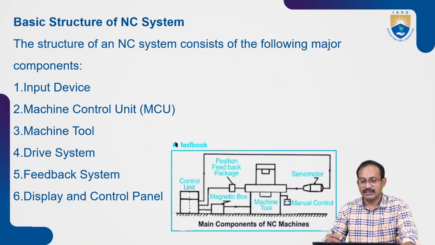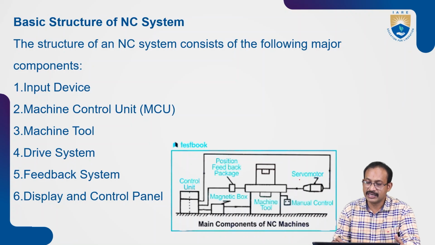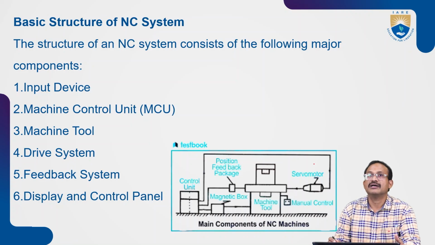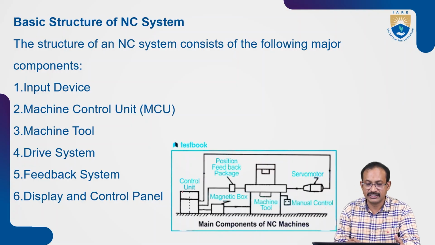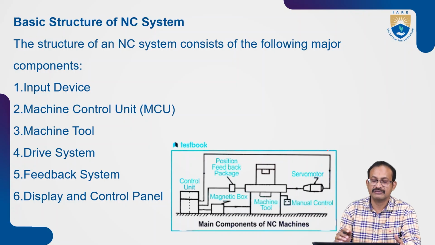See here, this is the machine tool, where the real work will be performed. The drive system will be housed in it. Next, MCU, machine control unit, which controls this machine tool. Here the servo motor setup and all these things are used to drive the system. Here is the manual control, and this is the machine control unit. Here the magnetic box is there, and here the position feedback package. This will give the feedback to the main control unit so that the errors will be minimized.